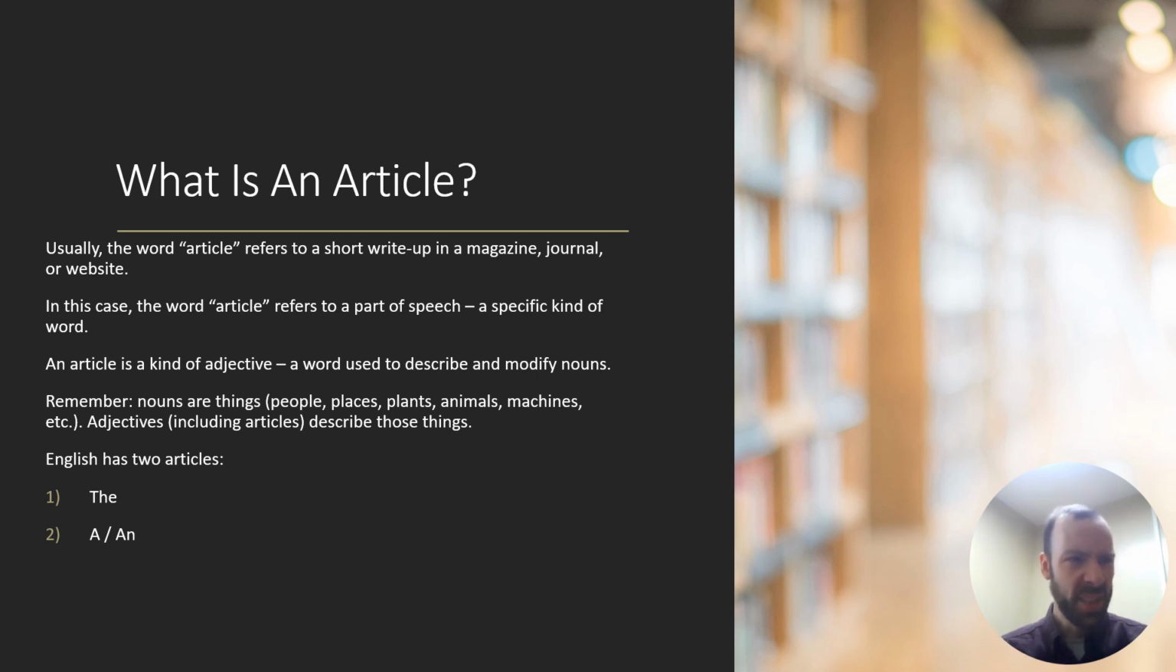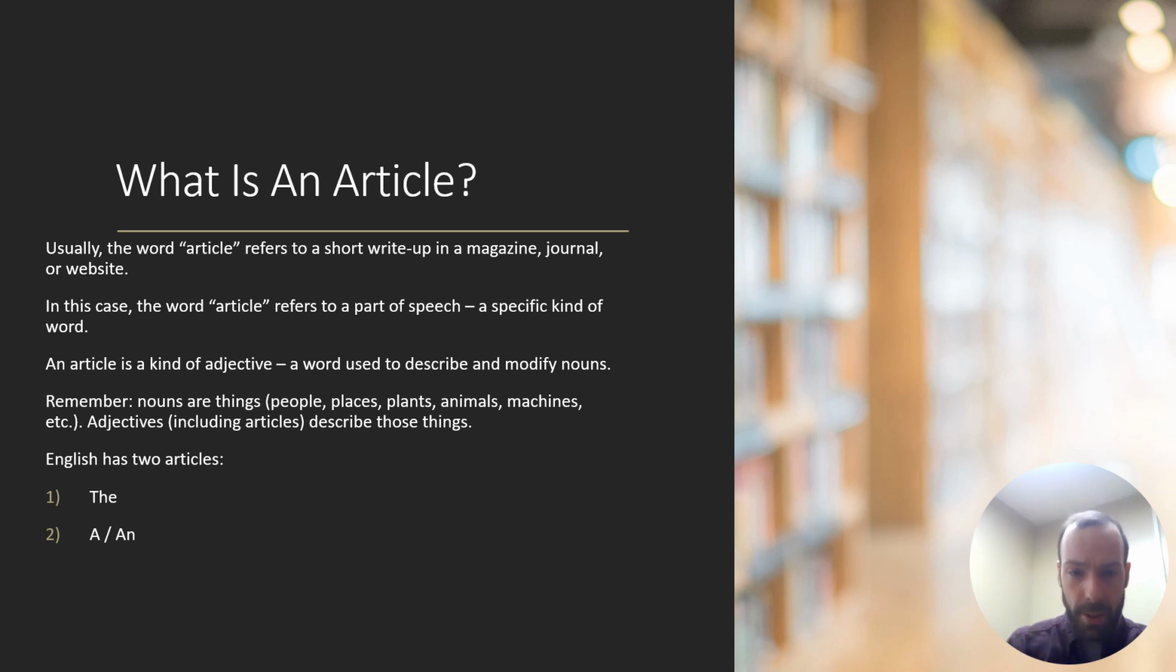And an article isn't really its own part of speech. It's really a specific kind of adjective, which is a word that we use to describe and modify nouns. So these little words slightly change how we're talking about nouns. Remember, when I say nouns, those are things, people, places, plants, animals, machines, that kind of thing. Adjectives are the words that describe the things. So like colors or size words, texture words, anything that is describing what those things are like.